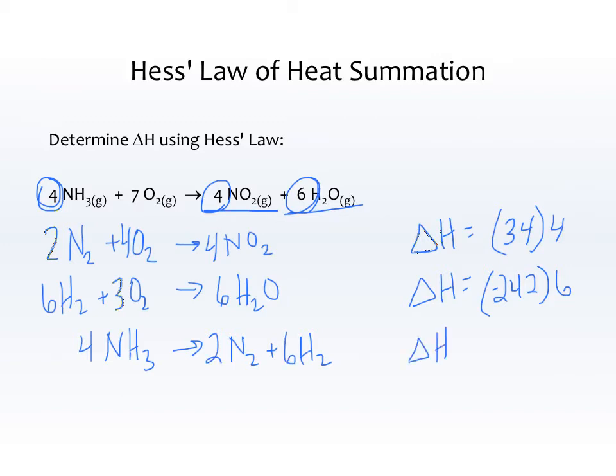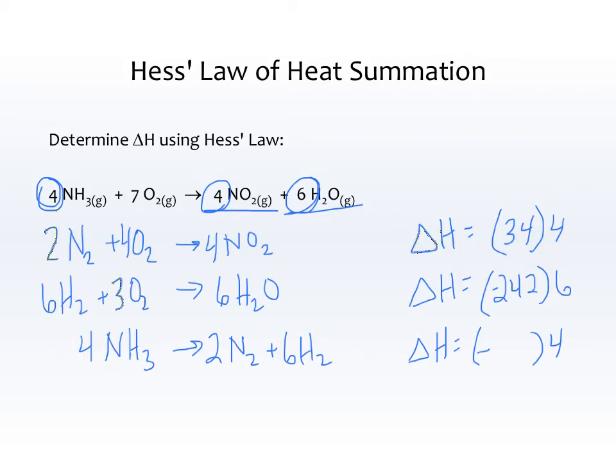So when I find that number off my chart, I'm going to multiply it by 4. Also, since this is a decomposition, not a formation, when I find the number off my chart, I'm going to switch its sign. If it's positive, it will become negative. If it's negative, it will become positive, because this is not a formation reaction. This is a decomposition reaction.